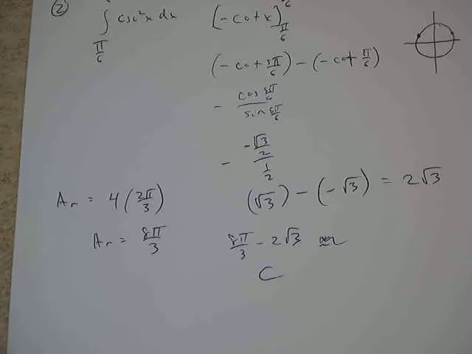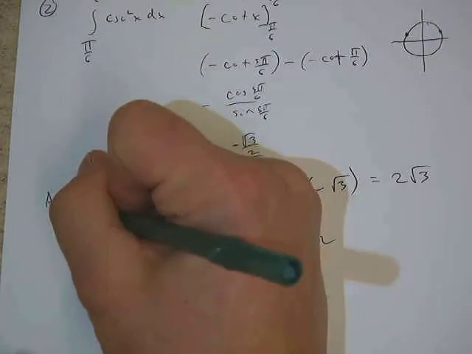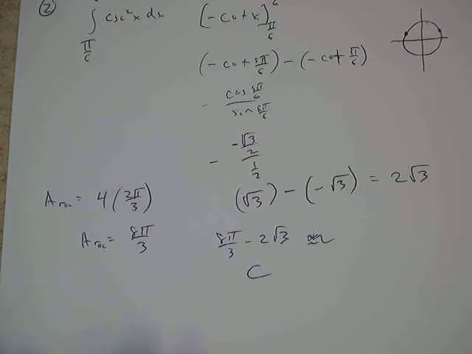Questions on that one? The area of the rectangle? Like I said, in the picture we found the area of the white part by doing the integral. We subtract that from the area of the rectangle, then we'll get our area of the shaded region. What else?